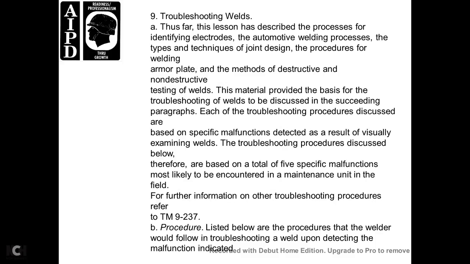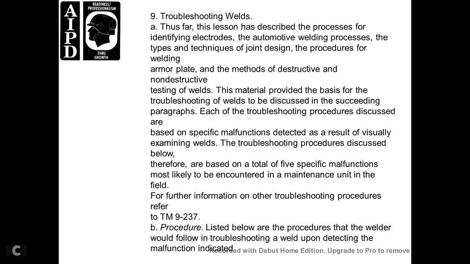9. Troubleshooting welds. Thus far, the lesson has described the processes of identifying electrodes, automotive welding, types of techniques, joint design, procedures, welding armor plate methods, and destructive and non-destructive testing. This material provides the basis for troubleshooting, which is discussed in the succeeding paragraphs. Each of the troubleshooting procedures is based on a specific malfunction directed by the result of visually examining the specimen welds. The procedures discussed below are based on the five malfunctions most likely to be encountered by the maintenance unit in the field. For further information on troubleshooting procedures, see Technical Manual 9-237.